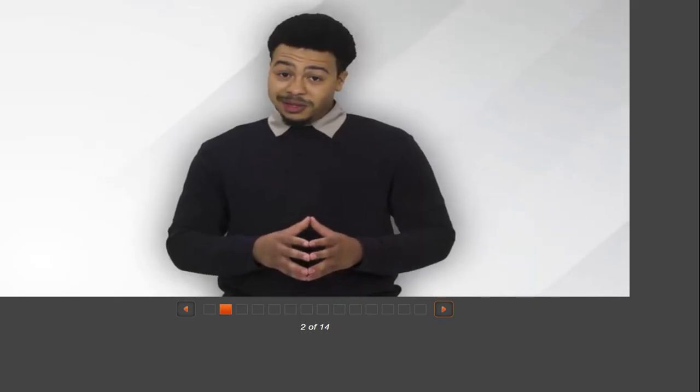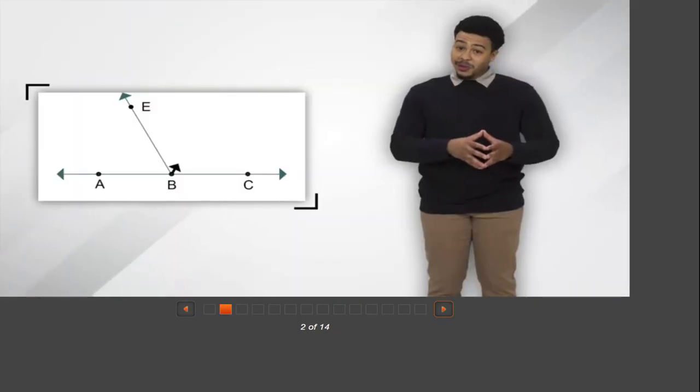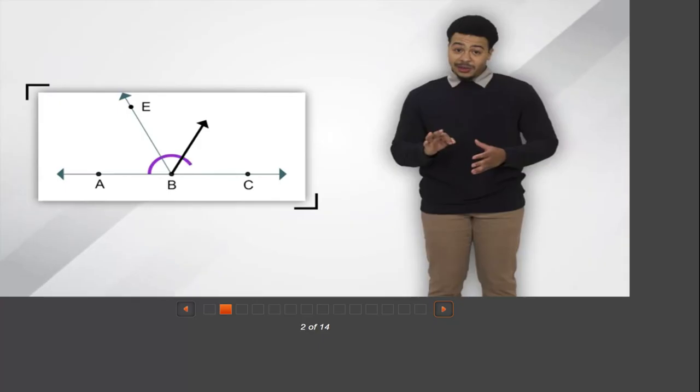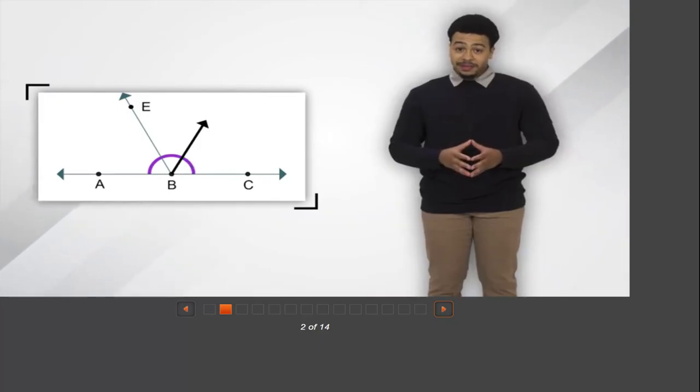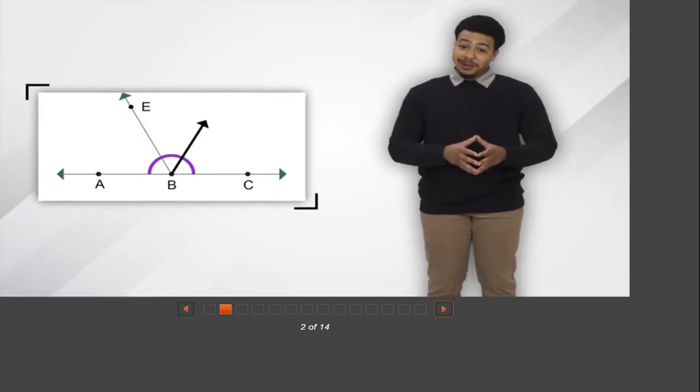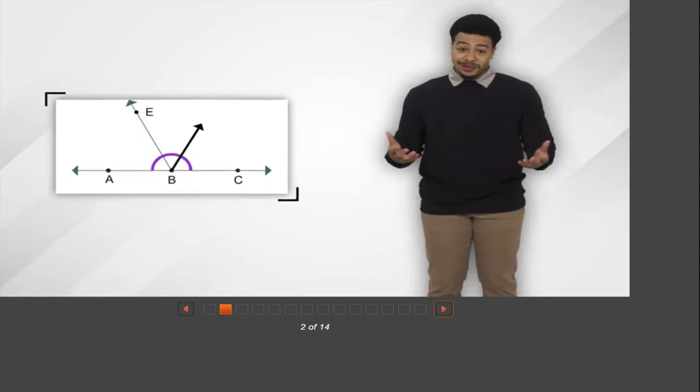Now, I want to point out too that a linear pair must only have two angles in it, which means that if I had drawn another ray, I'd have three adjacent angles that make up a straight angle. But they wouldn't be a linear pair because the word pair means two.